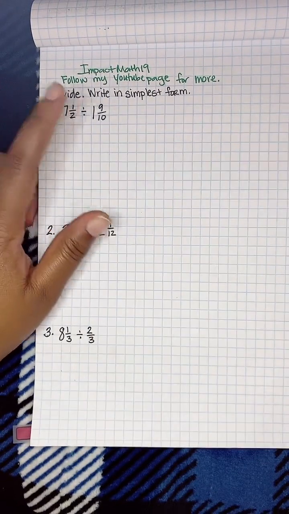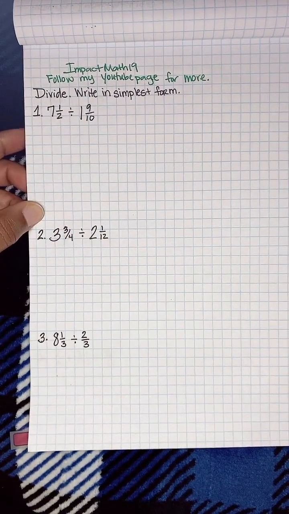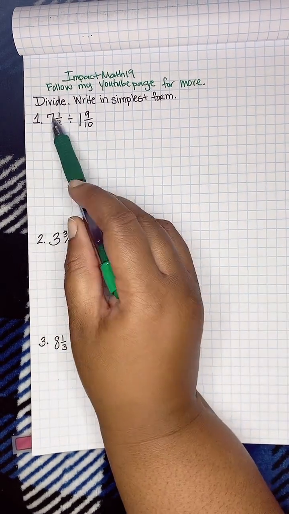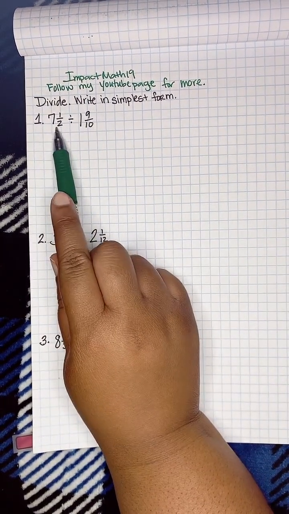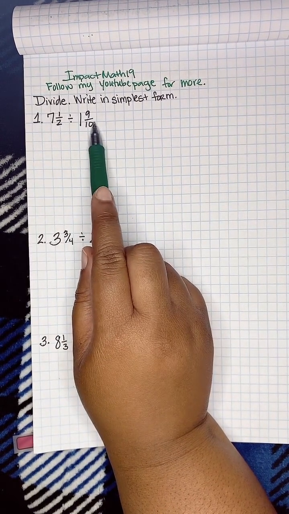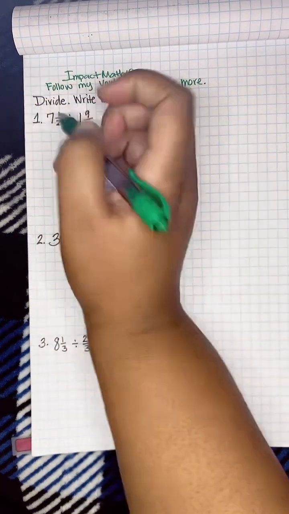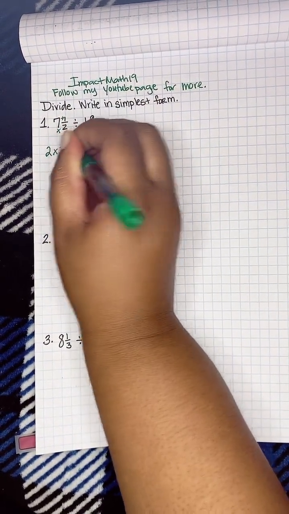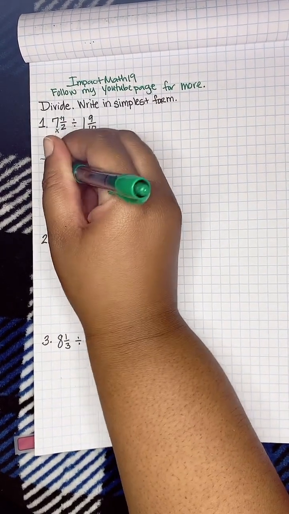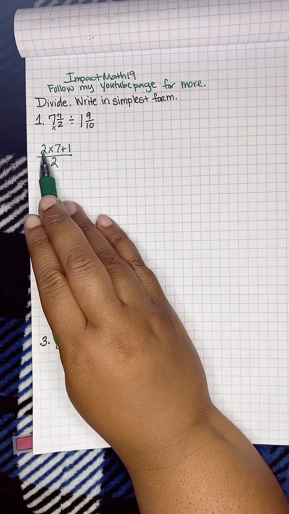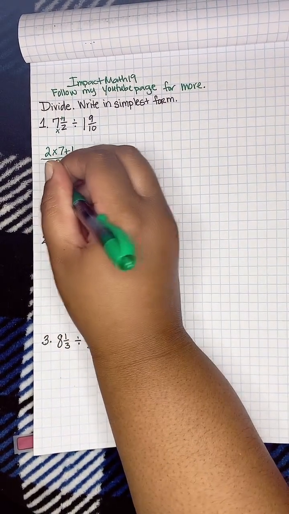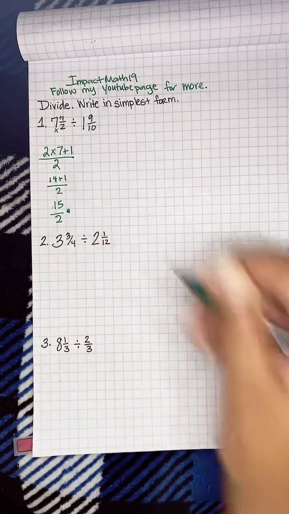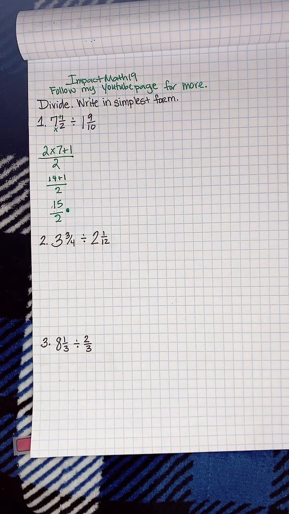Okay, so we got mixed number divided by mixed number here. So we're going to change both of these to improper. While I'm doing this one, can somebody do this one for me and put it in the chat? So we're going to do times and then plus. So 2 times 7 plus 1 all over 2. Sorry if you can't see it with my hand. 2 times 7 is 14 plus 1 over 2, 15 halves. Times 19 over 10.